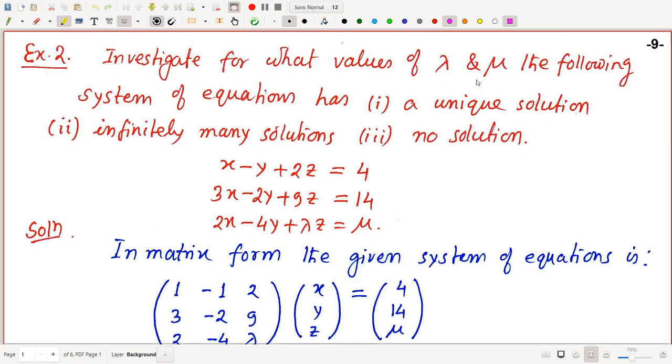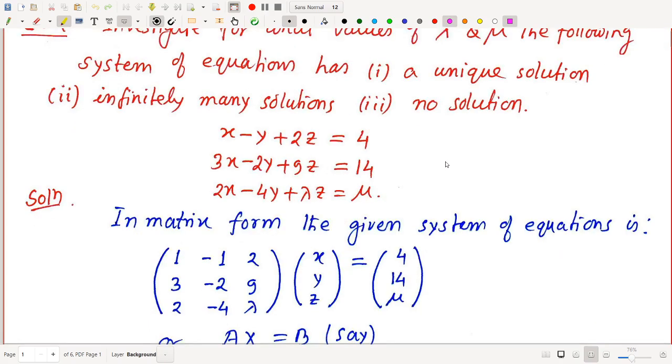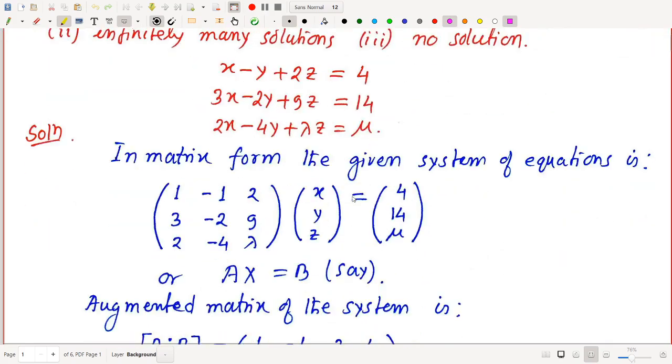Investigate for what values of lambda and mu the following system of equations has a unique solution, infinitely many solutions, and no solution. Three types of solutions, rather two types of solutions, and the third one is no solution, meaning inconsistent. For what values of lambda and mu is this system given here.